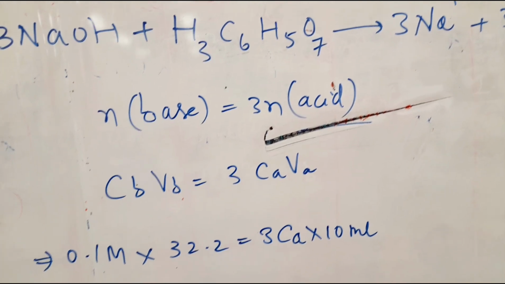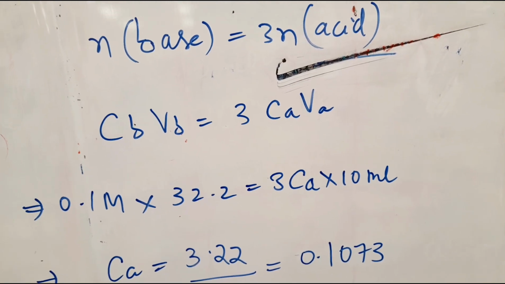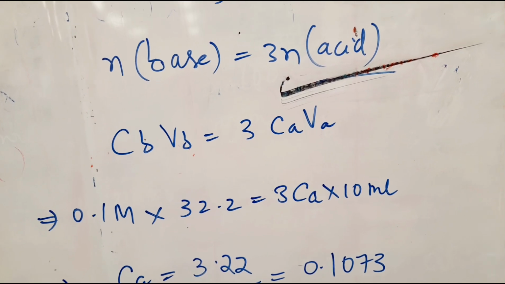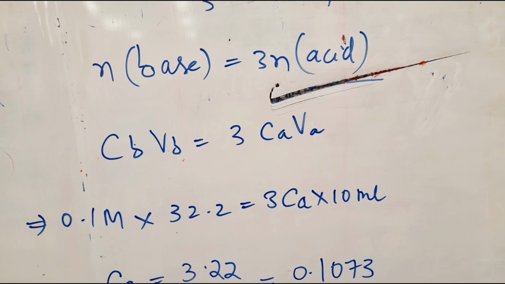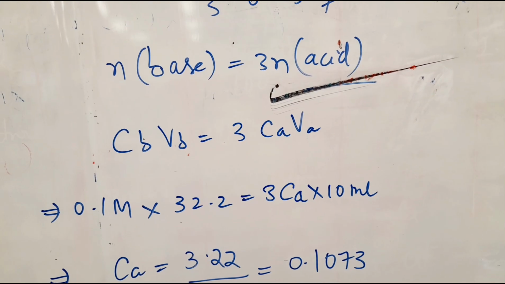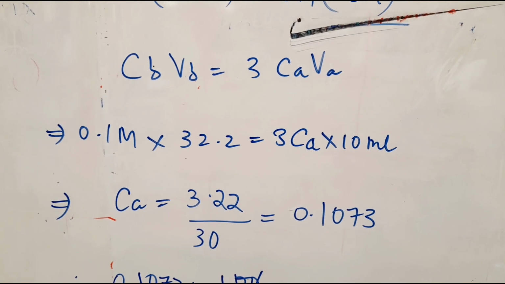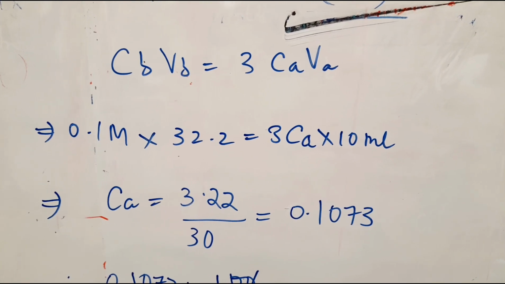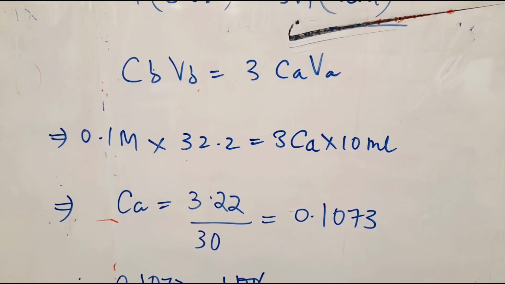into volume of acid. The concentration of base is 0.1 molar sodium hydroxide and the volume of base that was consumed is 32.2 ml. And that is equal to 3 into Ca into 10 ml of acid, the juice taken. Now Ca is equal to 3.22 by 30, that is equal to 0.1073. So this is the concentration of acid.